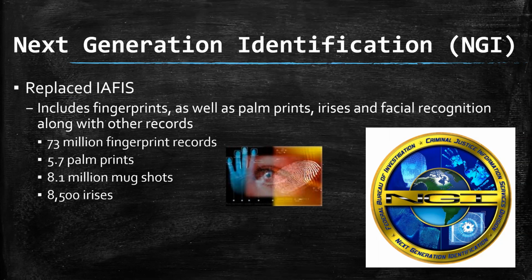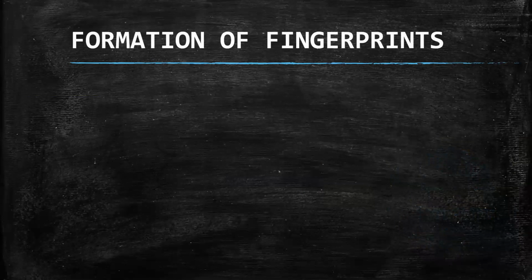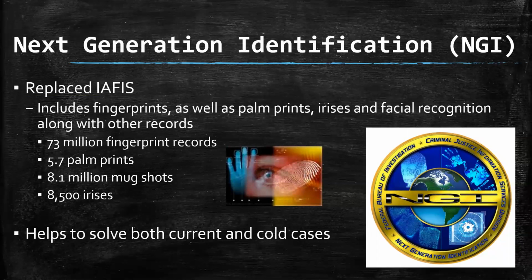So it's taking basically everything that we can possibly use to identify someone and putting it all in one database, which is kind of nice for finding criminals. The good thing about Next Generation is because it has all this information together, it is helping us solve not only current cases, but cold cases. All right, so that is the history of fingerprints.